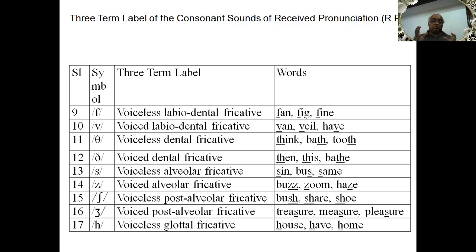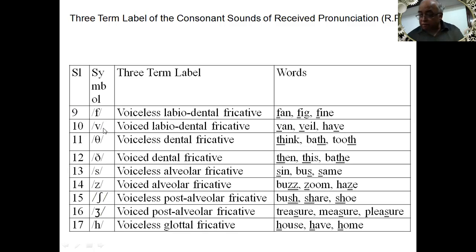Now, fricative because there's a stricture of close approximation. When the air passes through, there's a lot of friction. So that is the manner of articulation. So we get this f in fan, f in fig, and f in fine. So these F's in these three words are represented by this symbol.